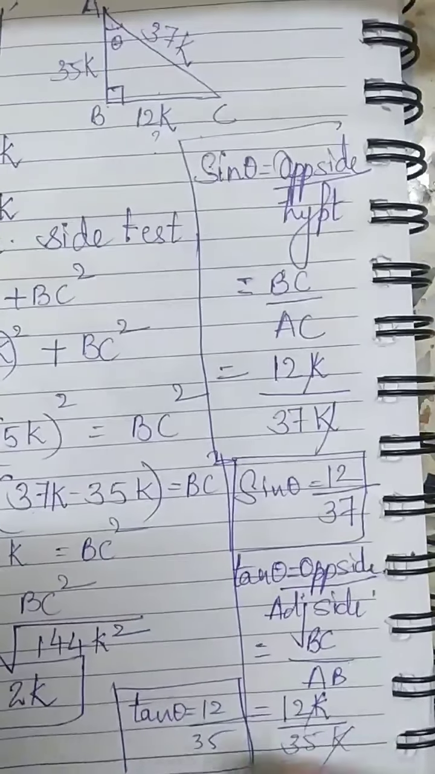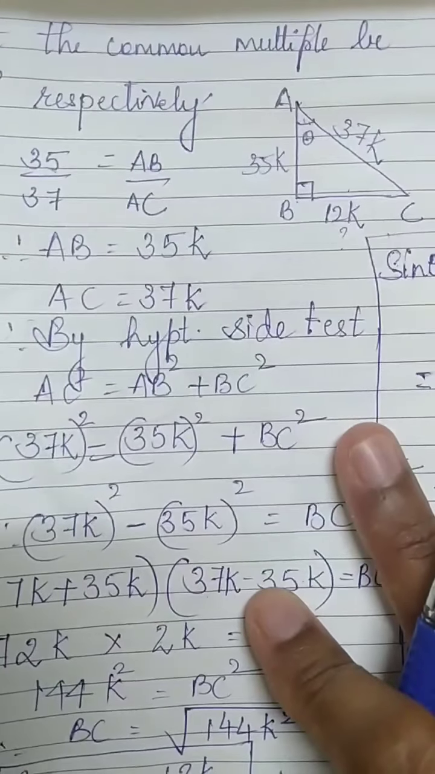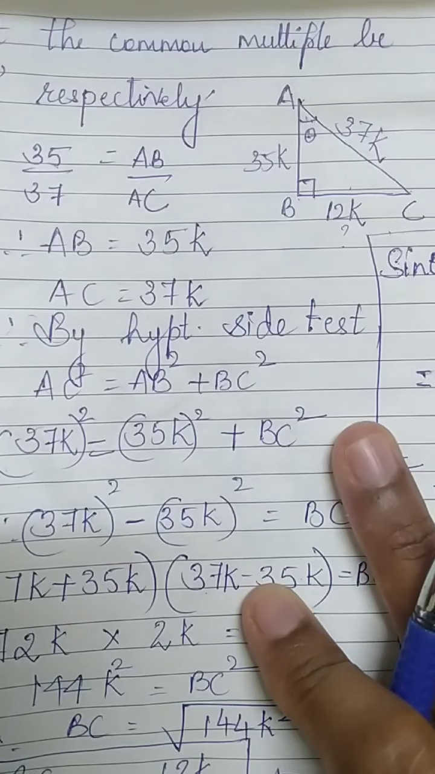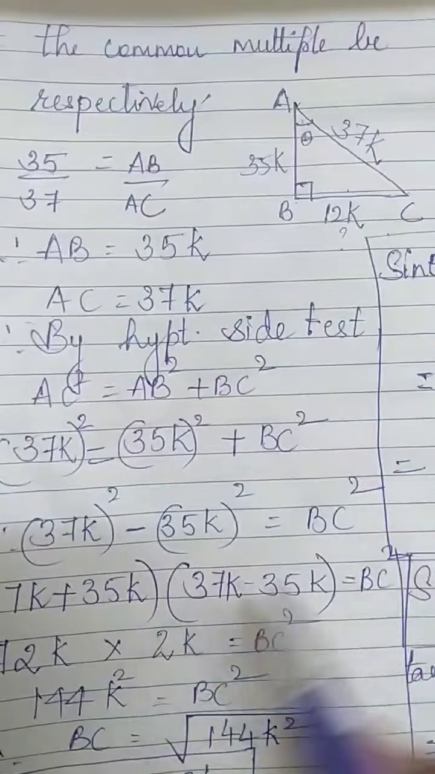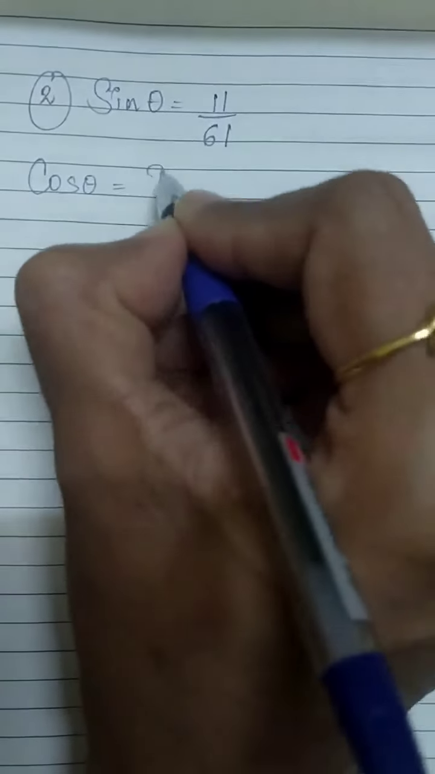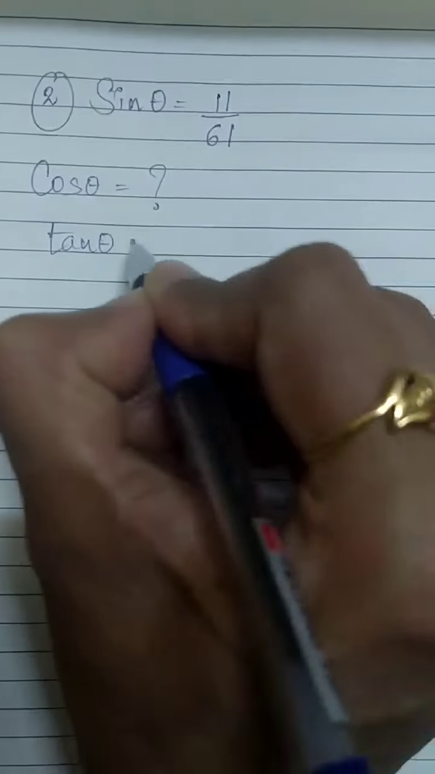Okay. I just explained to you how to get it. Write neatly. Solve it neatly in your book. Next, I'll explain the second sum where sin theta is given. The second question is sin theta is given as 11 upon 61 and they are asking us to find the remaining two ratios, that is cos theta is equal to question mark and tan theta is equal to question mark.